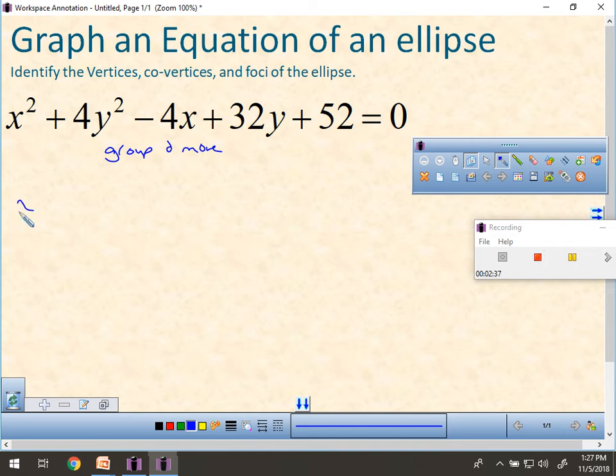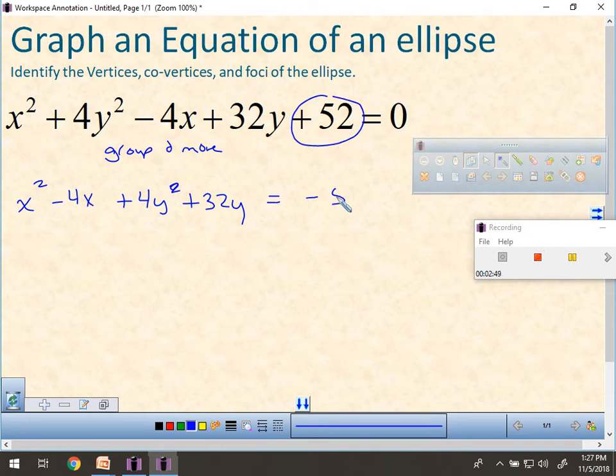What I mean by that is group your x's together, so I've got x squared minus 4x. Then group your y's together, so 4y squared plus 32y, and then move that number over to the other side. So just group and move. That's no different than what we did for a circle. In fact, what I love about conics is that once you really know how to do one of them, it applies to all of them. It's the same steps over and over again.